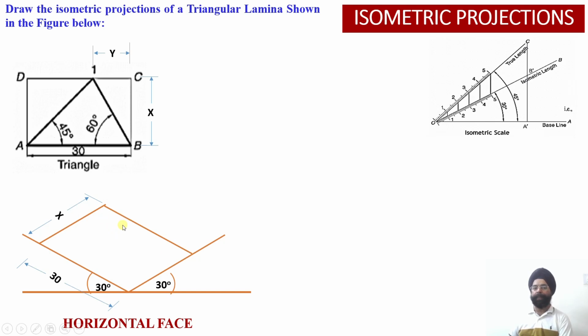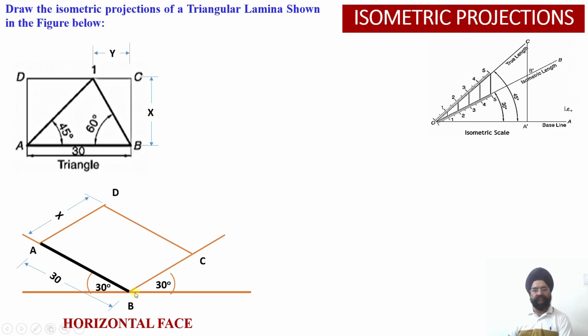Having completed this construction, I am going to mark these points A, B. AB is equal to 30. Then BC. What is BC equal to? BC is equal to x. And then this is my point D. So I have located all four points of the rectangle: A, B, C, D.